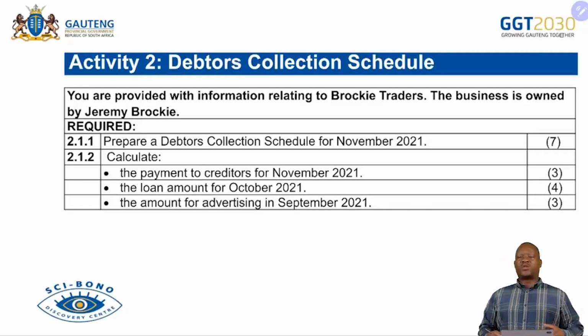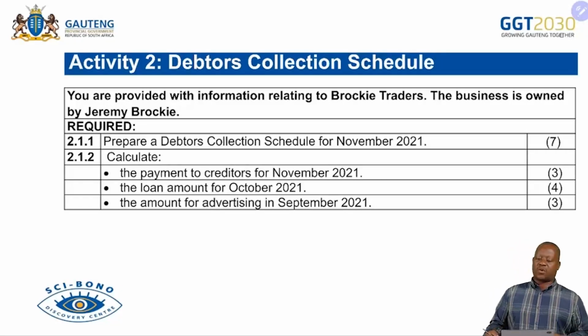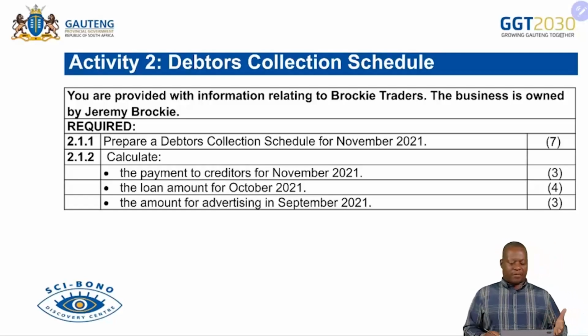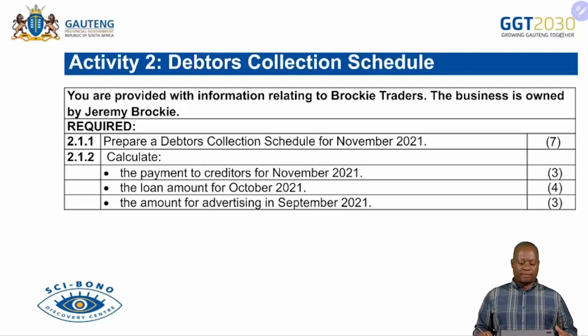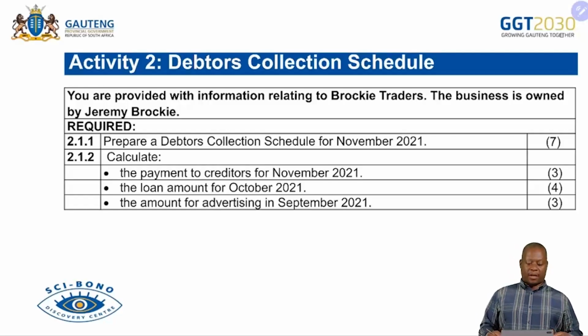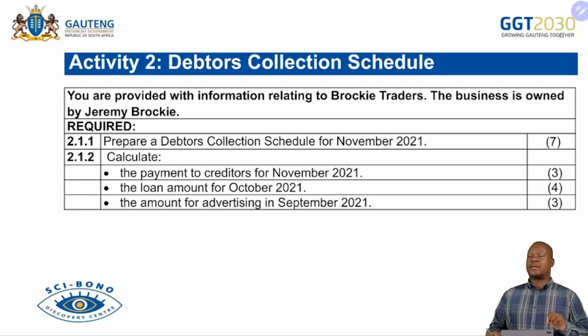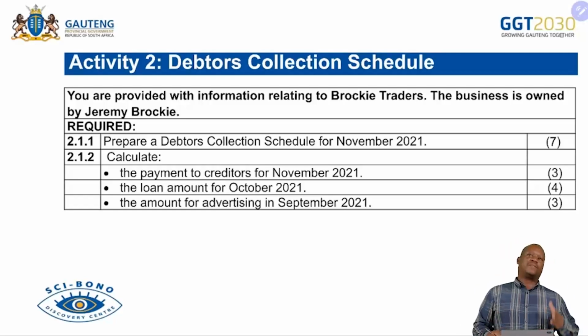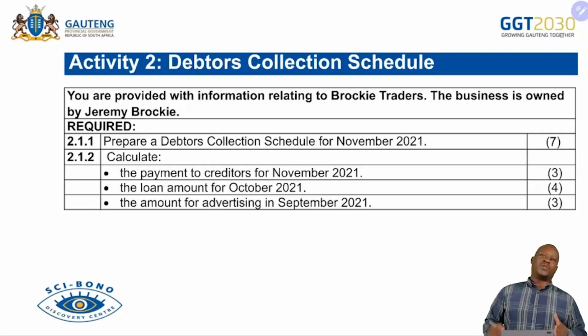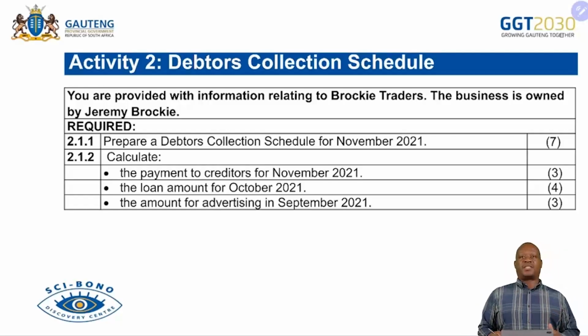Now, let's look into a different activity still on the debtors collection schedule. Now, this says we are provided with information relating to Brocky Traders. The business is owned by Jeremy Brocky. Required. Prepare the debtors collection schedule for November 2021. And then calculate payments to creditors for November, the loan amount for October, as well as the amount for advertising in September. Please take note. The first thing, we are looking into the debtors collection schedule. Let's give our attention to that.